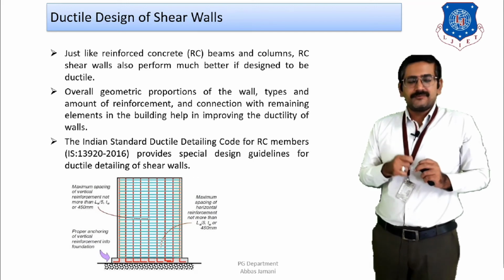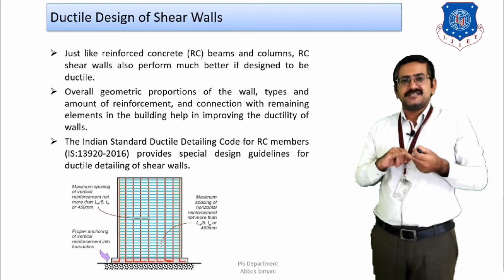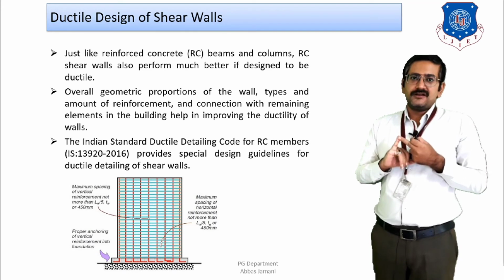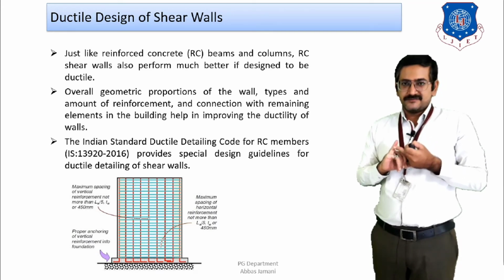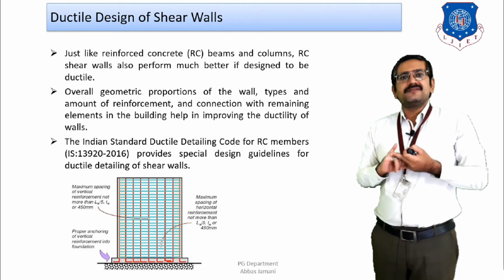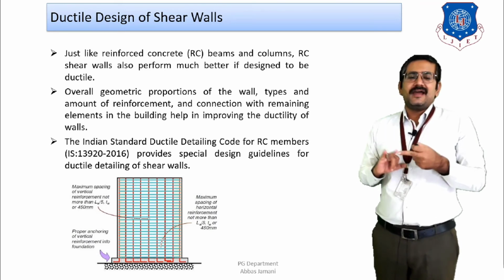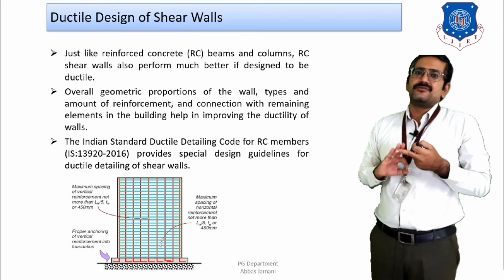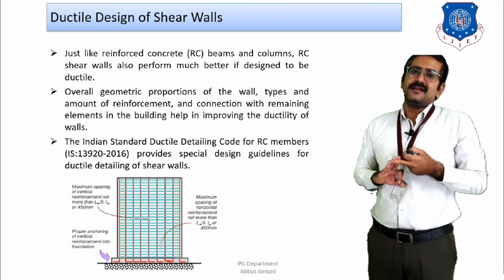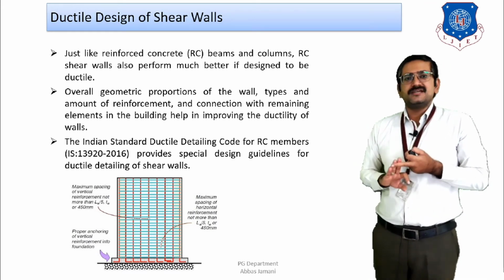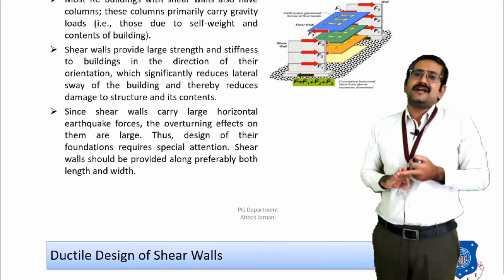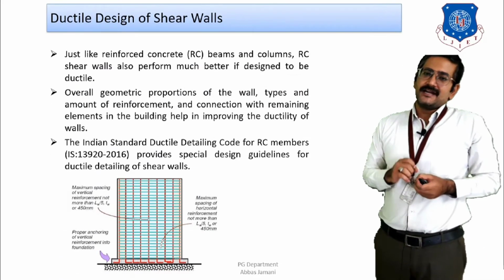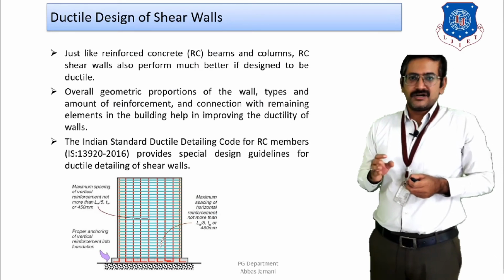For that to happen, there are certain criteria. First is the overall geometry of the wall. Second is the thickness of the wall. Third, the type of reinforcement and the arrangement of reinforcement. And lastly, the connection with the neighboring elements. These four criteria are going to decide whether the ductility of the building can be enhanced or not. If these four things are done properly, the ductility of the wall is going to be enhanced to a great extent.